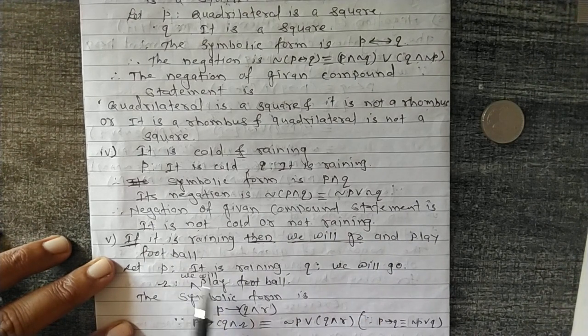Then we can write its symbolic form, that is P, it is raining. Since it is a conditional statement, therefore conditional, we will go and play football, therefore in bracket Q conjunction R. Therefore the symbolic form of the given compound statement is P conditional Q conjunction R.